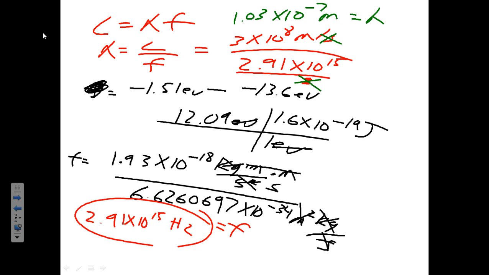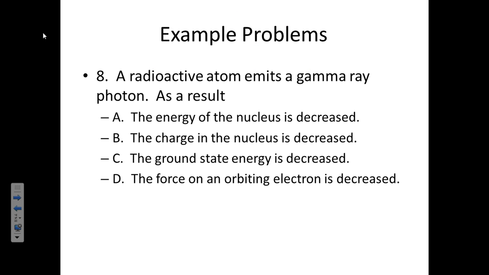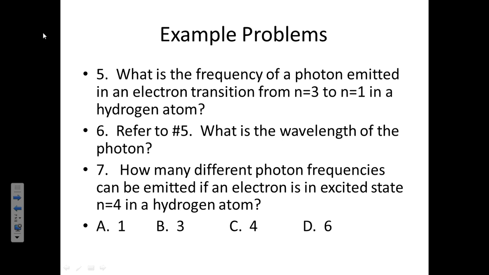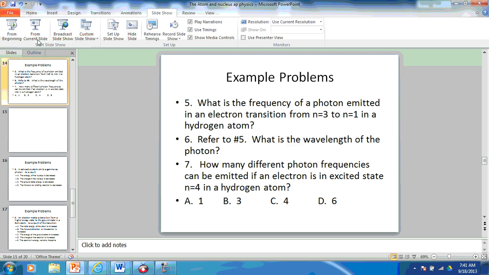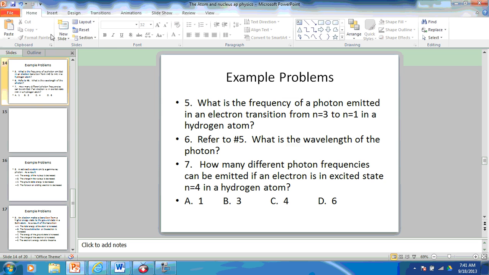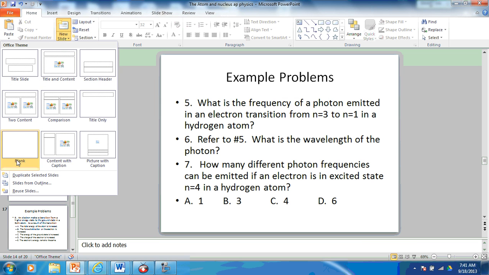All right, we've got time to look at maybe one more question. Let's look at 7. How many different photon frequencies can be emitted if an electron is in an excited state, n equals 4? Let me put in one more slide, a blank one. And we will end with this one for today.